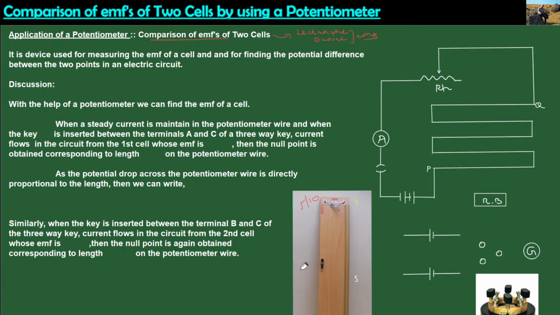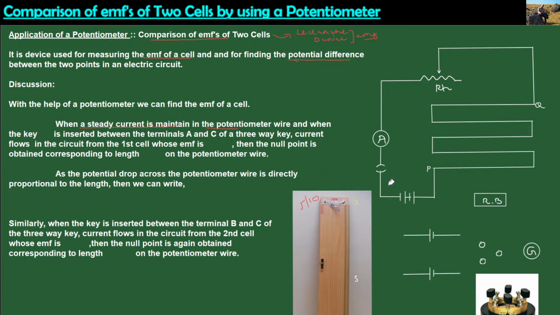Let us reiterate that when we want to find the potential difference, or when we are measuring the EMF of a cell by using a potentiometer, we have to supply a constant current. So always remember that a steady current should be maintained across a potentiometer.